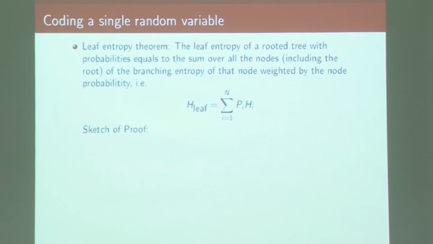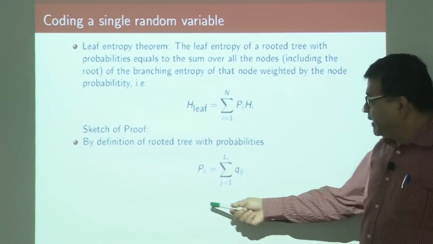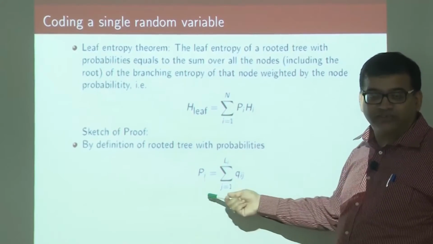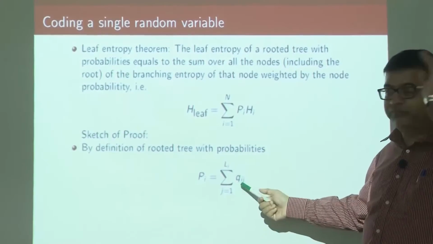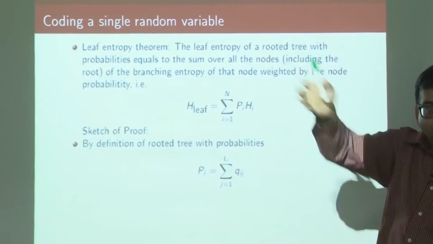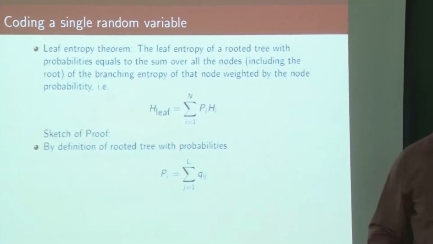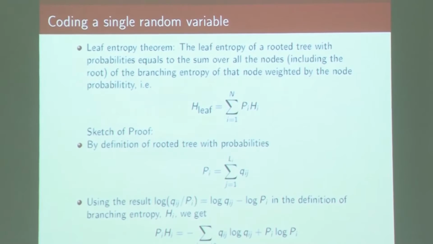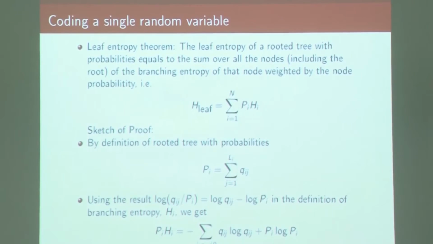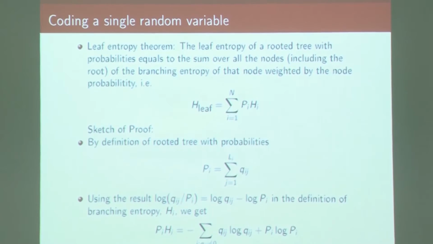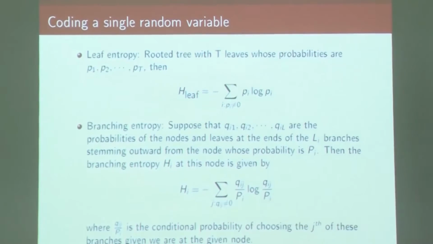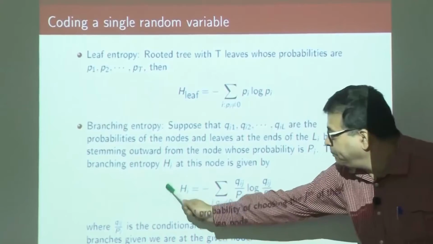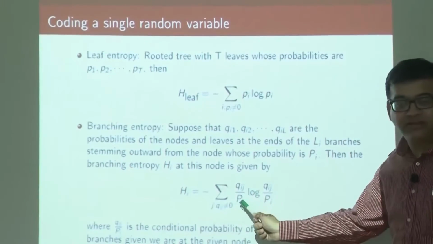Okay, now let us look at this proof. By definition of a rooted tree with probability, what is the probability of a node? It is nothing but the sum of the probabilities of the nodes or leaves stemming from that particular node. So that is this, correct? Okay. Now, just a second, in the branching entropy expression I have this log Qij by Pi, and I am doing Pi Hi. So this will cancel out.